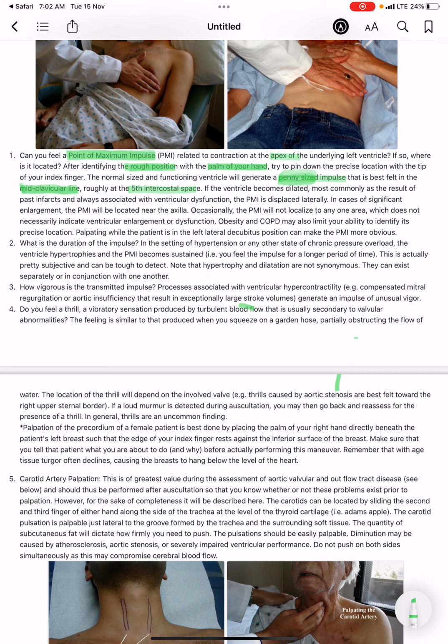Best felt in the mid clavicular line, so it's a penny sized impulse. If the ventricle becomes dilated, most commonly as a result of past infarcts and always associated with ventricular dysfunction, the point of maximal impulse is displaced laterally. In cases of significant enlargement, the point of maximum impulse will be located near the axilla.